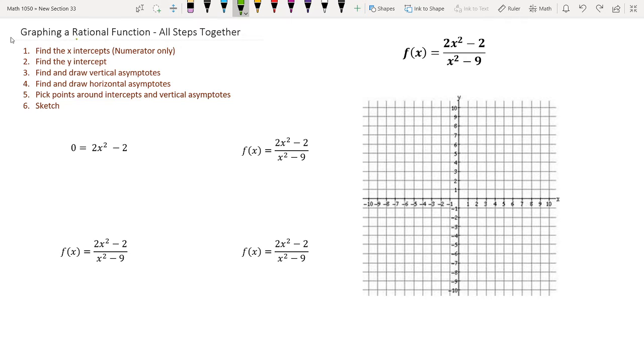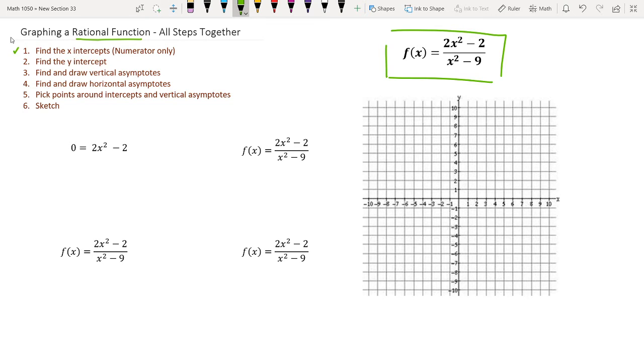Okay, we're going to graph a rational function. This is our fraction function. Using all the steps, our function is f of x equals 2x squared minus 2 over x squared minus 9. And I'm going to find individual pieces that are going to help me graph it.